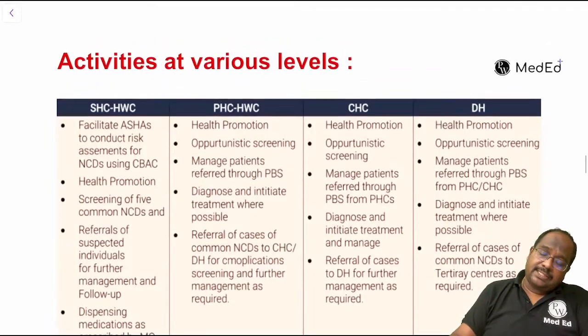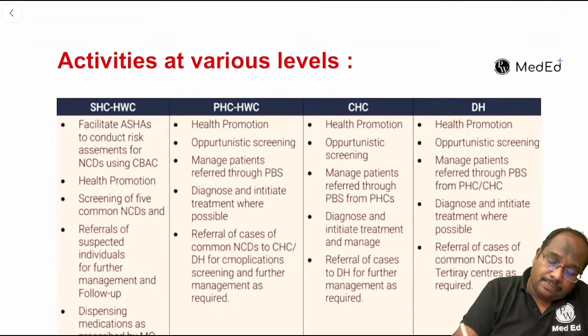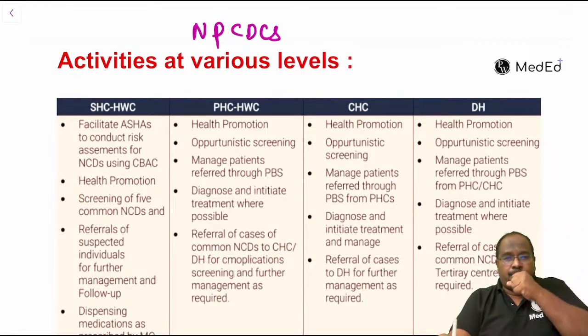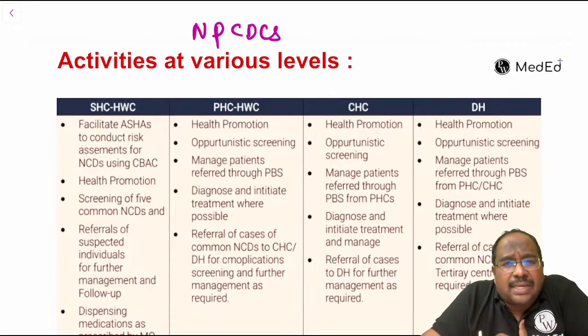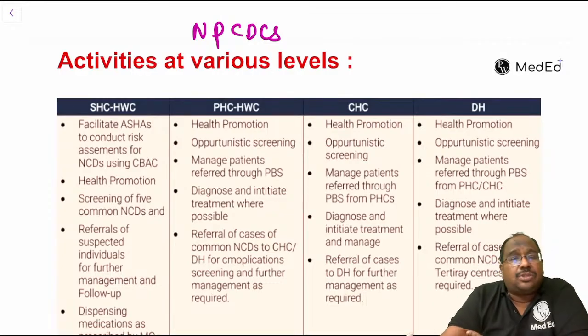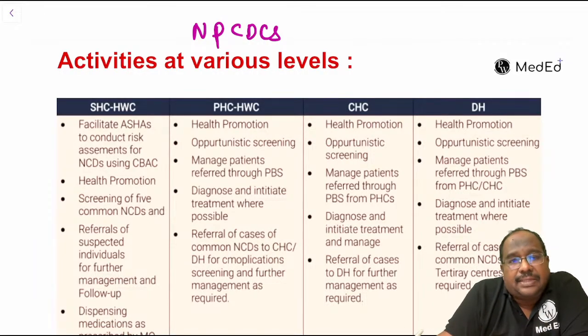These are the various activities done in our program. So we have this program called the National Program for Control of cardiovascular disease, diabetes, cancer, and stroke. These are the four conditions. At various levels, we are taking some action.